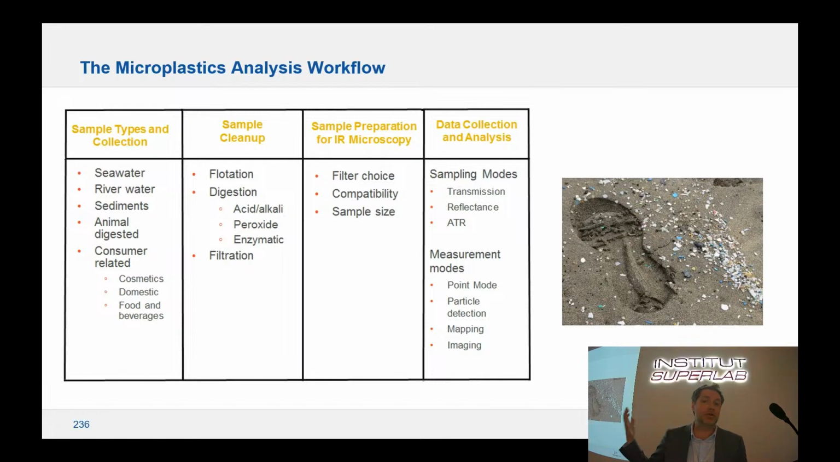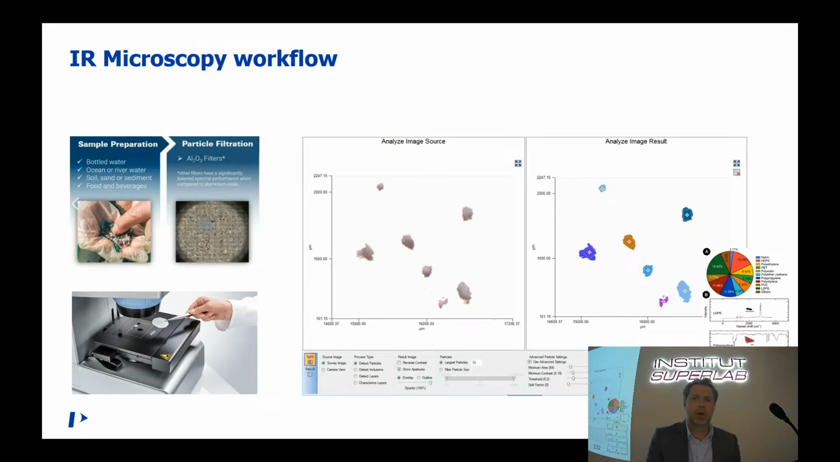And then you've got the decision of transmission, reflectance, or ATR. And obviously the technique you use, maybe you've only got a few microplastics there, point mode is better. If you have a filter that has a lot of microplastics in it, typically we'd recommend doing imaging. And I'll talk about those as well as we go through.